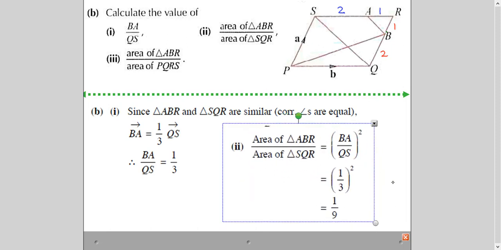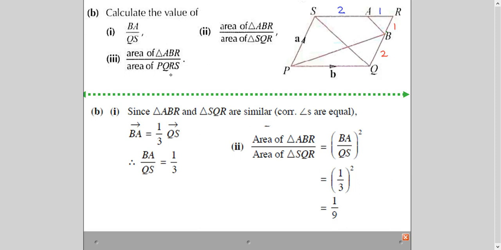And this is how you should write it properly, because usually in the exam people ignore writing and give the direct answer. You have to write properly. You have to show that the ratio of the corresponding sides BA and QS is 1/3, and because it is a similar figure, I will square it and I will get the answer 1/9.